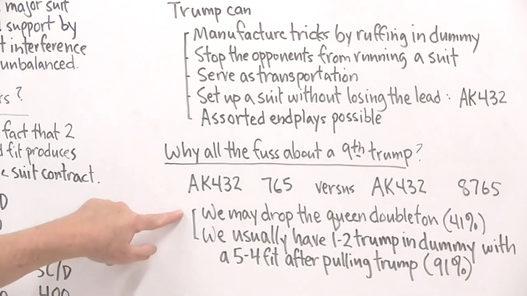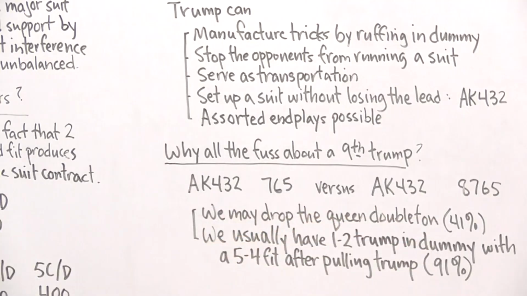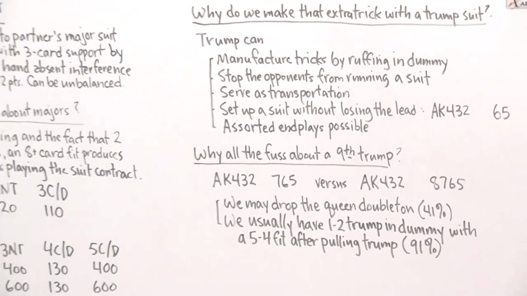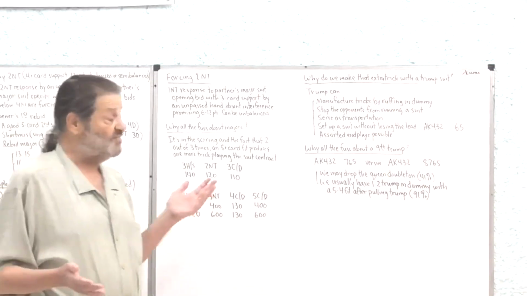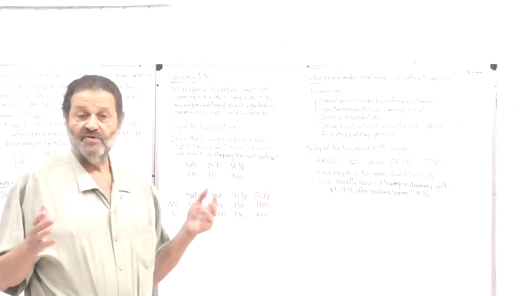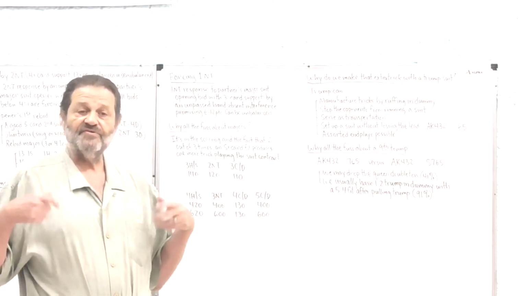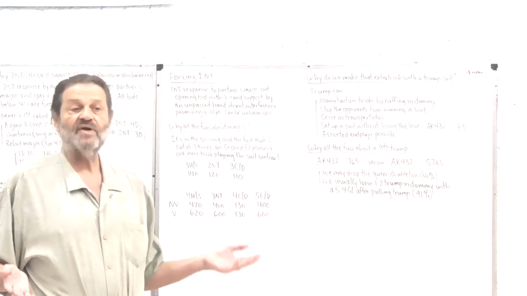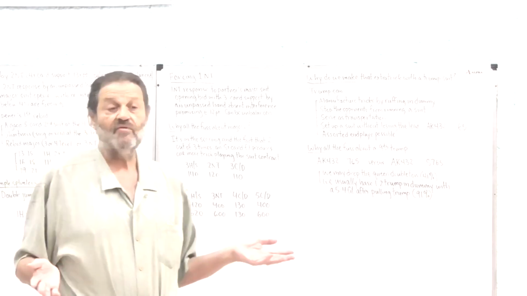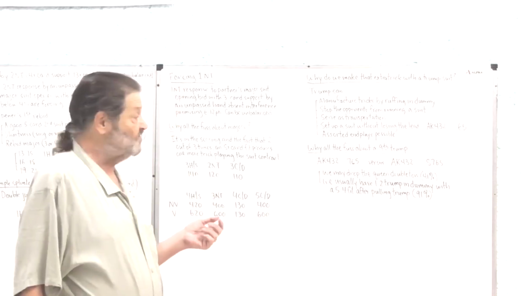Here's why. Number 1, we may drop the queen doubleton, which we'll do about 41% of the time. If you recall when we talked about play of the hand, we went over some odds that I think are very practical and very useful. I know they're a little intimidating to a lot of people, but if you can remember that when you're missing 4 cards in a suit, they'll split 2-2 about 50% of the time. They'll split 3-1 about 41% of the time, and 4-0 about the other 9% of the time. So that's good to know.